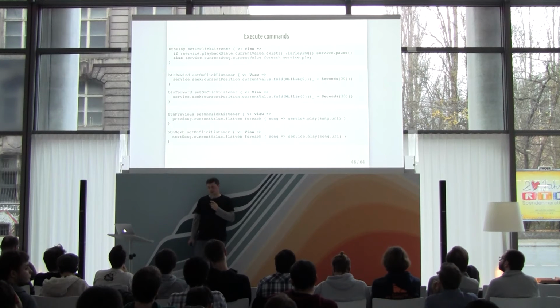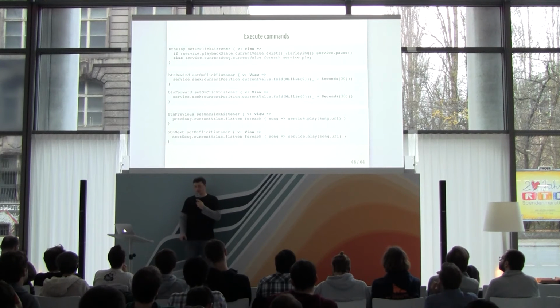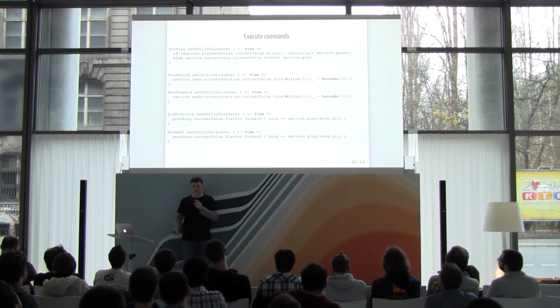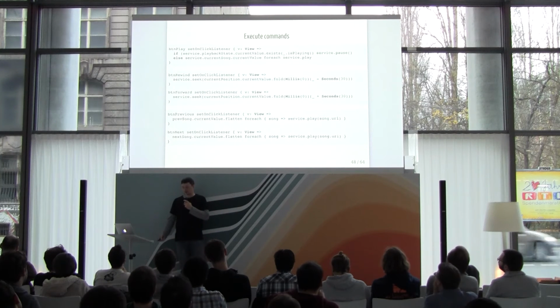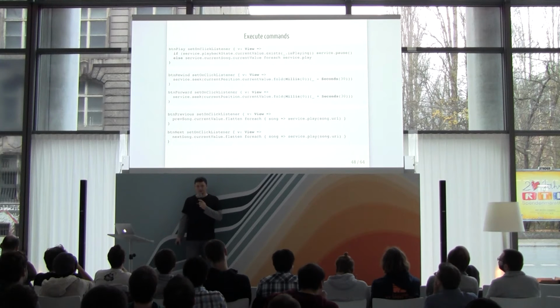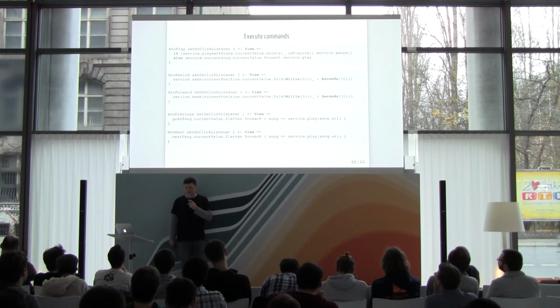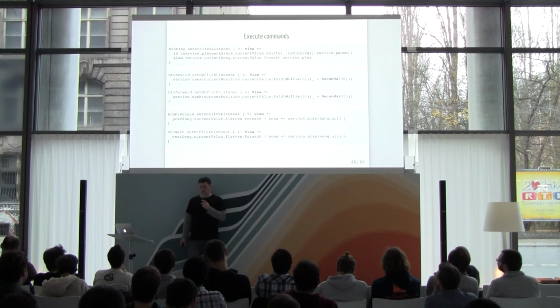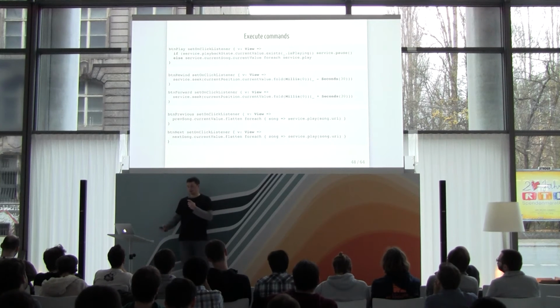The same for all other buttons. Whenever I click on rewind, I check the current position, subtract 30 seconds from it, and call play on that. Well, not play, just seek. And the same with forward, and for previous we'll use our previous song signal. So we just check what's the current value of previous song and call play on that.